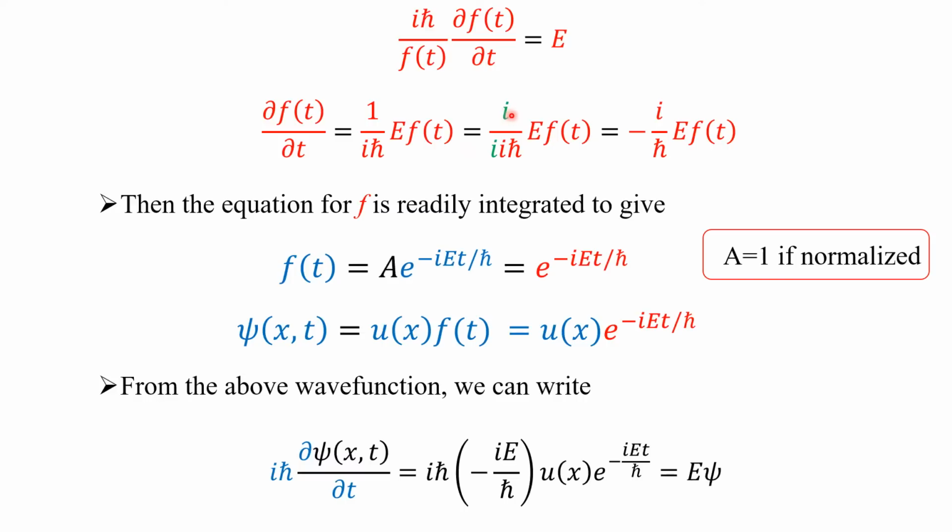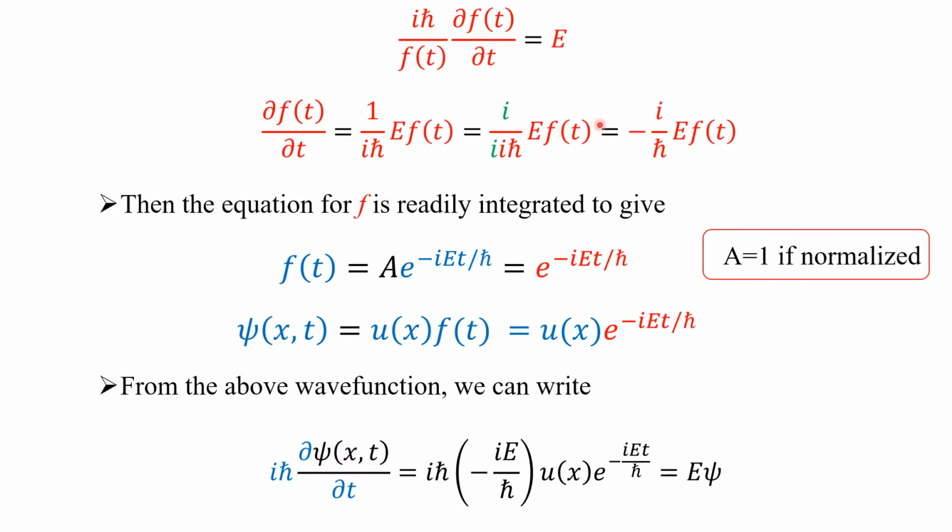Now what I am doing is just multiplying and dividing by i. So in the denominator you have i into i squared, which is equal to minus 1. So I have taken this minus. So this will be minus i E over h cross f of t. Then the equation for f is readily integrated.